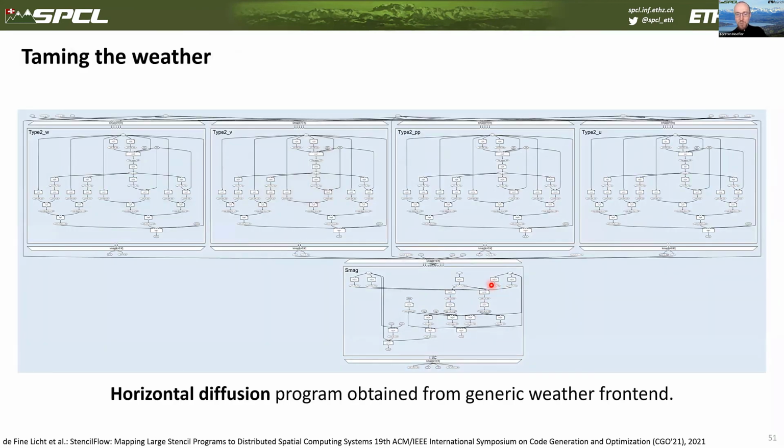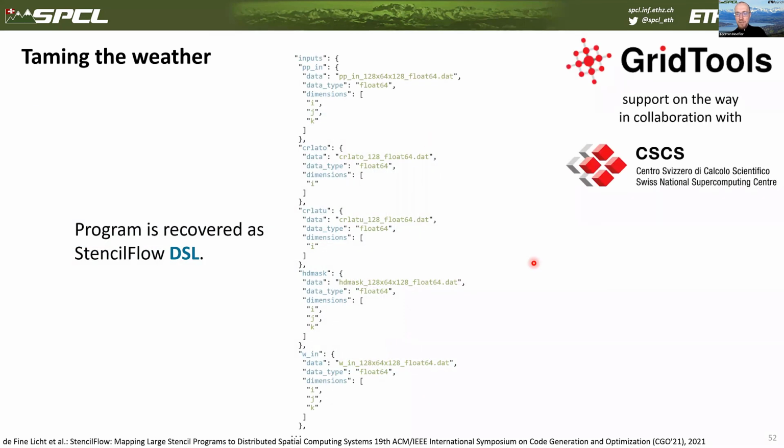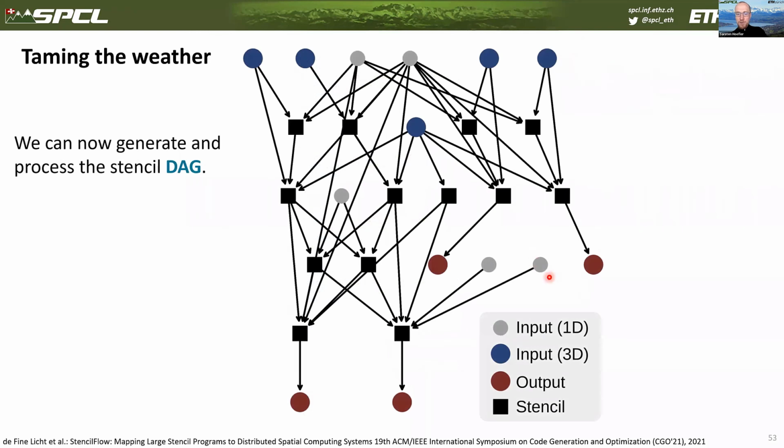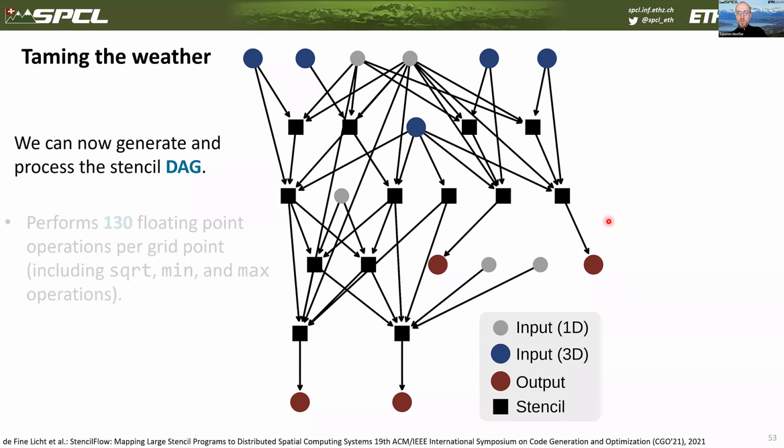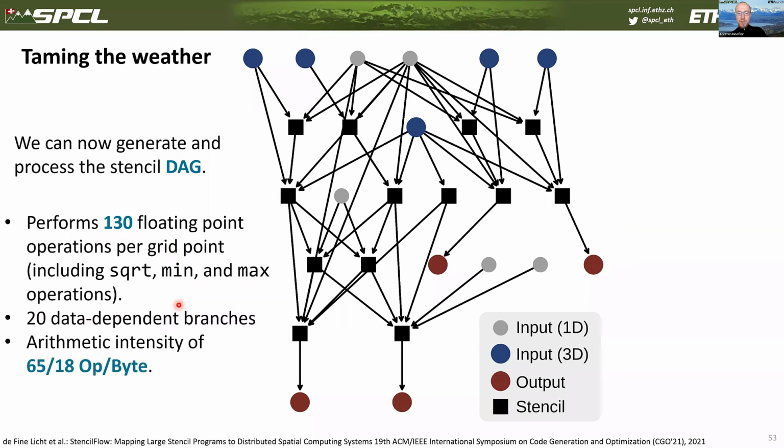Now, to show a little bit more complex example, we can have a full horizontal diffusion program that is from the weather front end of our partners that is much more complicated. So it's a long DSL that's a real thing that is actually really used in a real code. So here we have all these fields, 1D fields, 3D fields, outputs, and all these stencils. I don't want to explain this in detail. This is one of the more complex codes here. It performs 130 operations per grid point and has lots of data-dependent branches and a very low arithmetic intensity.